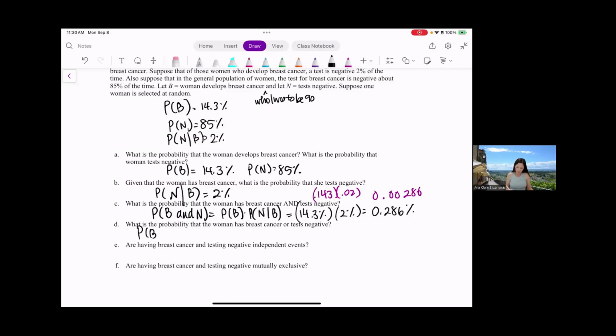The probability of breast cancer or negative, that's the general addition rule where you take the probability of developing breast cancer plus the probability of testing negative in general minus the probability of breast cancer and negative, which we just calculated as the intersection. The probability of developing breast cancer was 14.3%. The probability of testing negative was 85%. And then we just calculated the intersection as 0.286%. 14.3 plus 85 minus 0.286 gave us 99.014%.